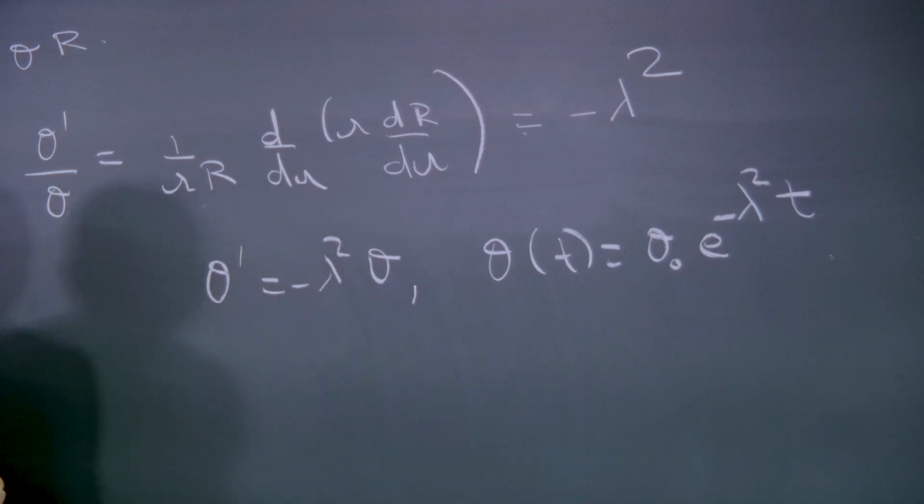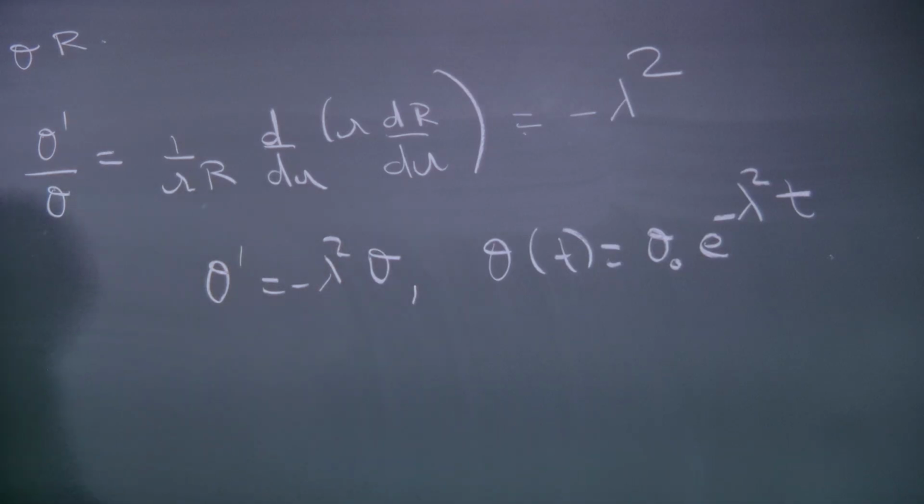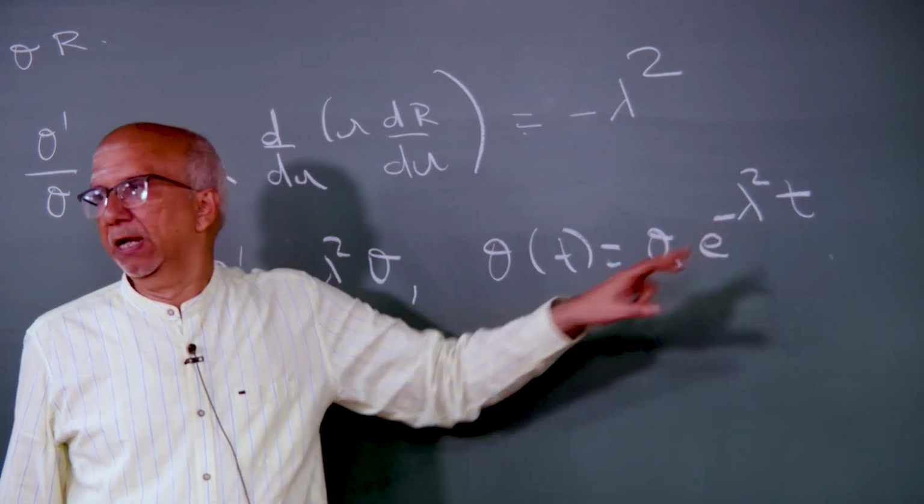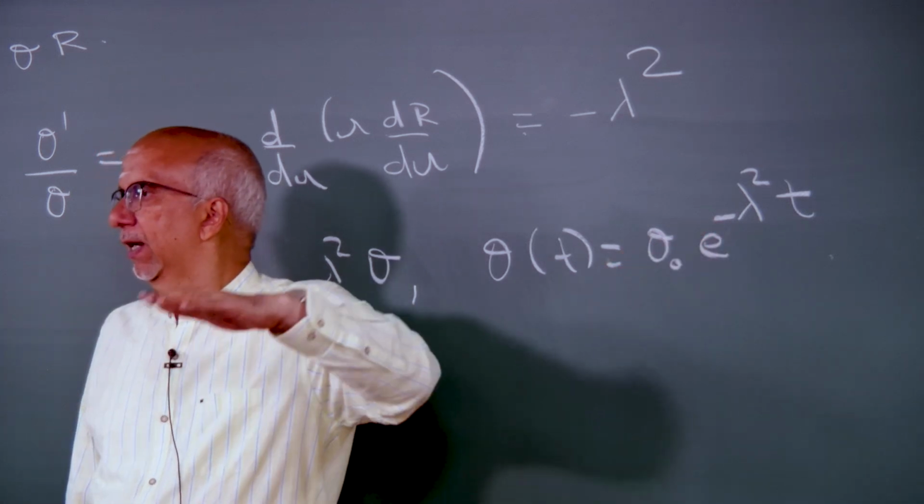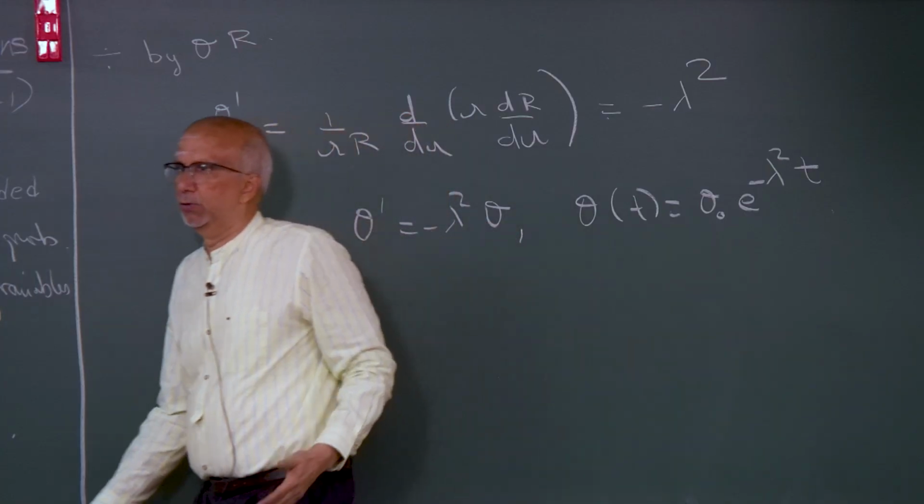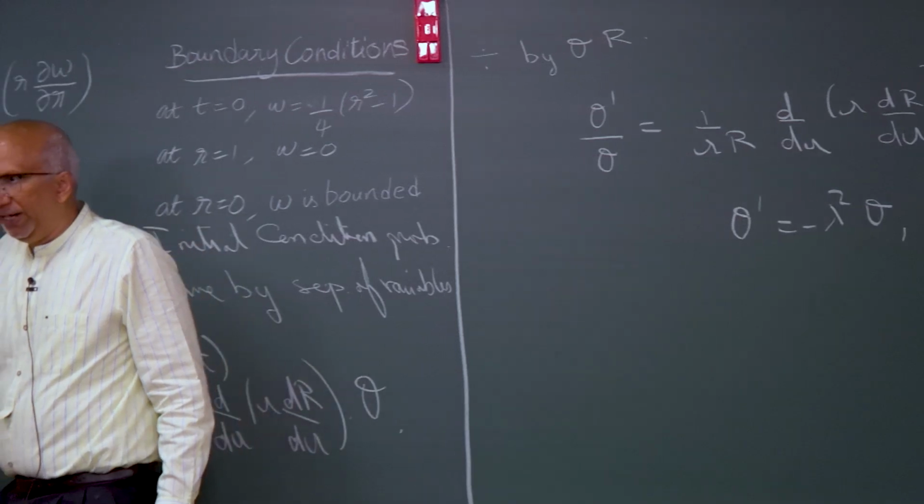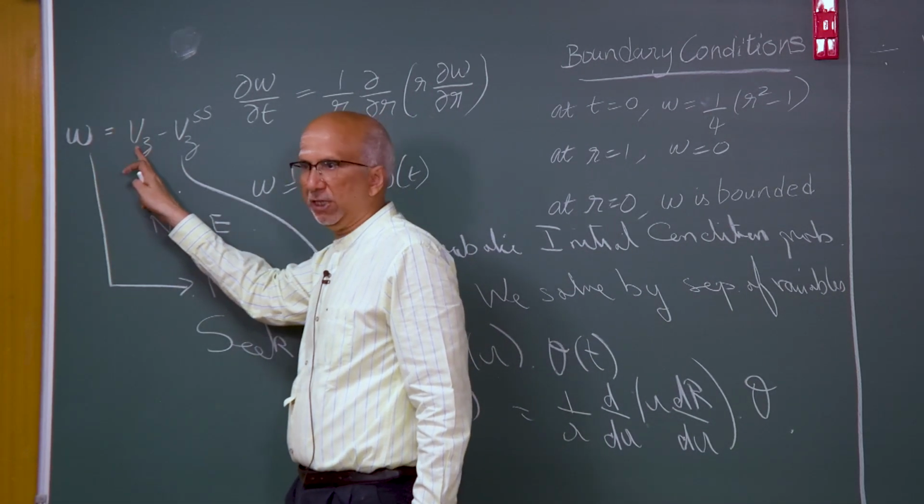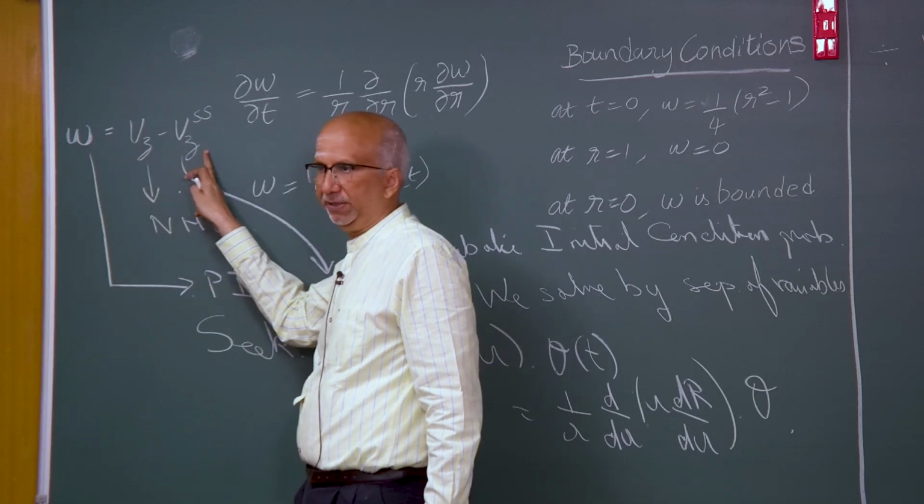Lambda square of course is positive. One way to physically understand this is that the sign must be negative, because you want the solution to go to 0. You want the deviation from the steady state to go to 0 as time goes to infinity. I want W to go to 0, because only then my solution will go to steady state.